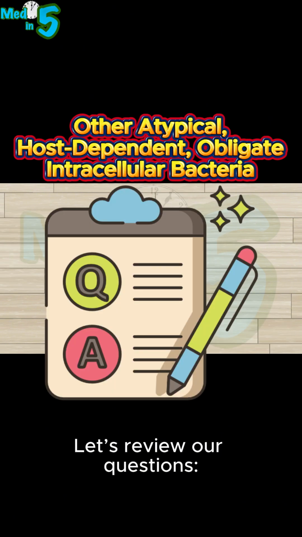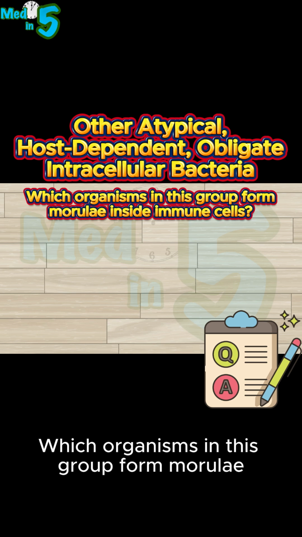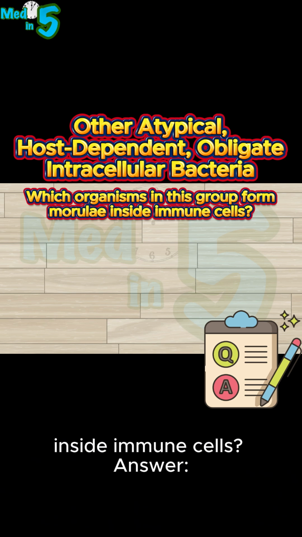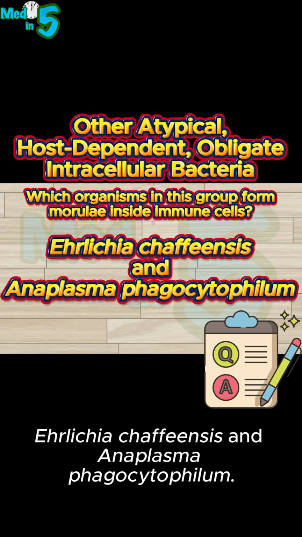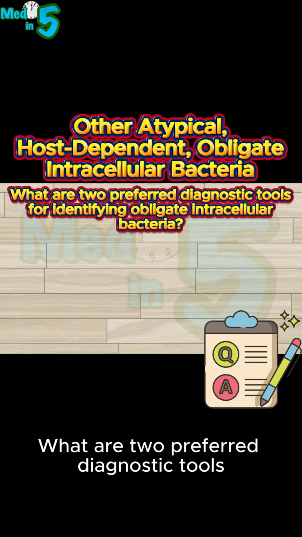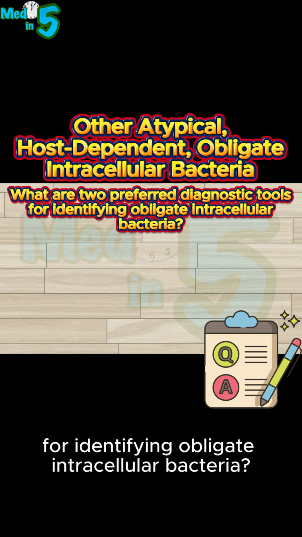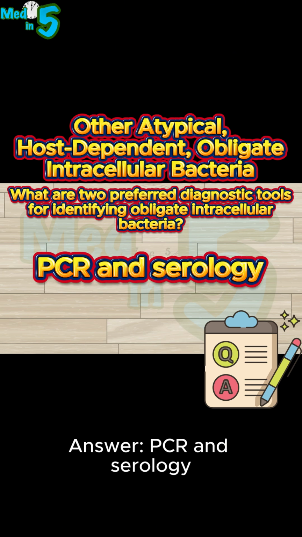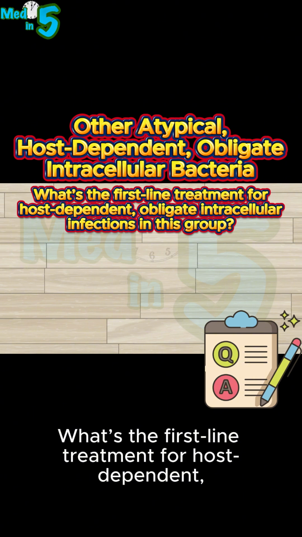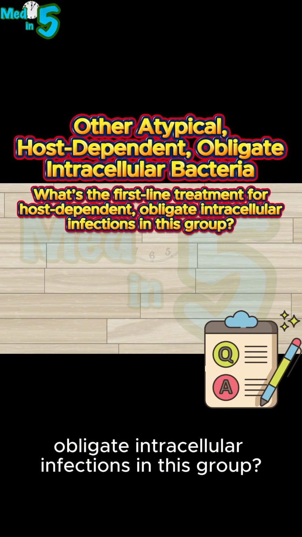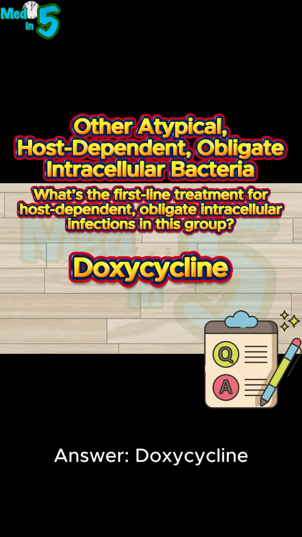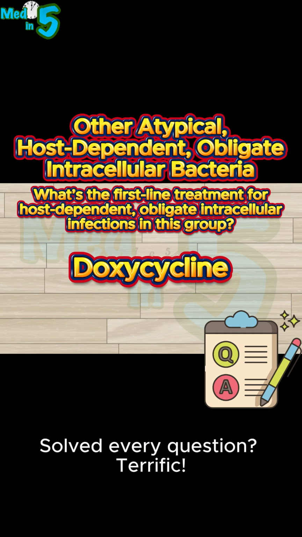Let's review our questions. Which organisms in this group form morulae inside immune cells? Answer: Ehrlichia chaffeensis and Anaplasma phagocytophilum. What are two preferred diagnostic tools for identifying obligate intracellular bacteria? Answer: PCR and serology. What's the first-line treatment for host-dependent, obligate intracellular infections in this group? Answer: Doxycycline.